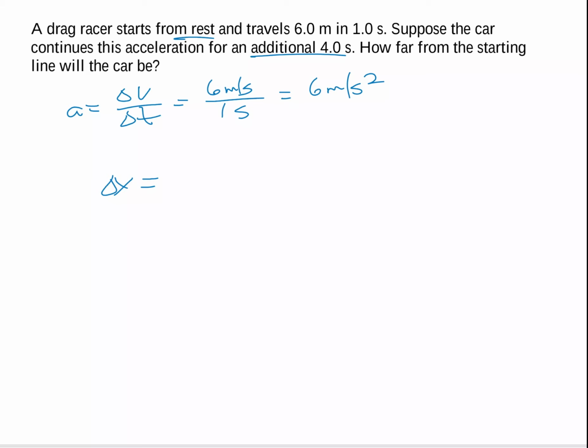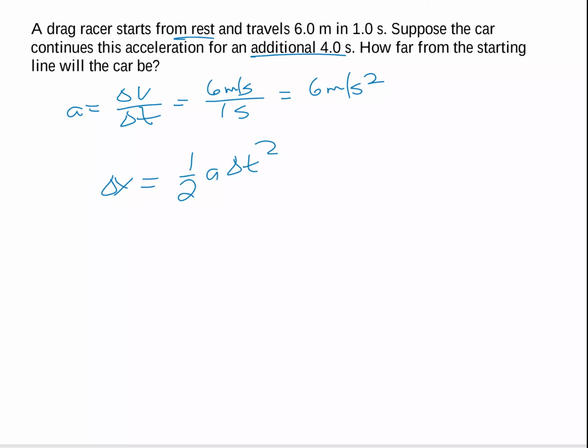The formula I just gave you was for when the initial velocity is 0: 1/2 a delta t squared. We don't know what a is. Yeah, we do. We just calculated it. 6 meters per second squared. And time was 5 seconds. So delta t squared is 5 squared, which is 25.